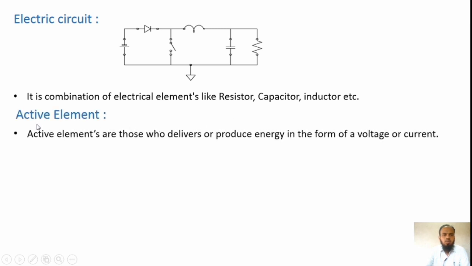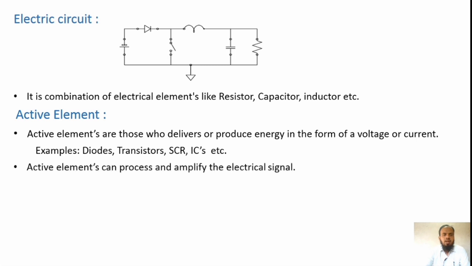Then we see what is meant by active elements. Active elements are those which deliver or produce energy in the form of voltage or current. For example, diodes, transistors, SCR, ICs, etc. Active elements can process and amplify the electrical signal.